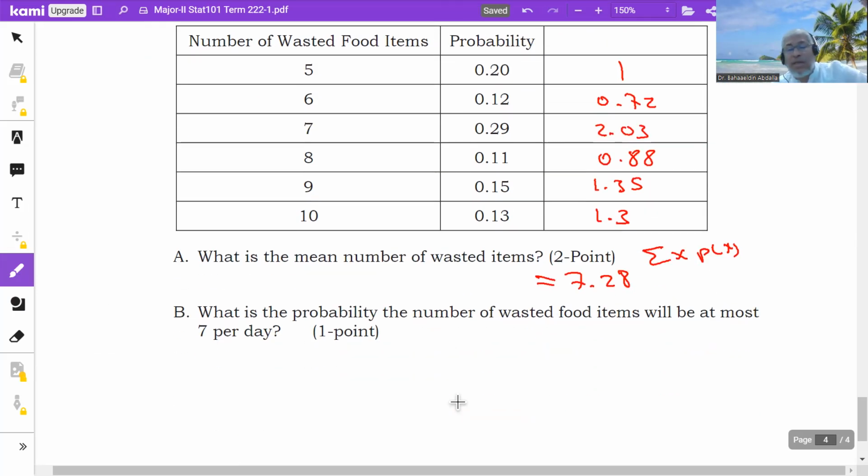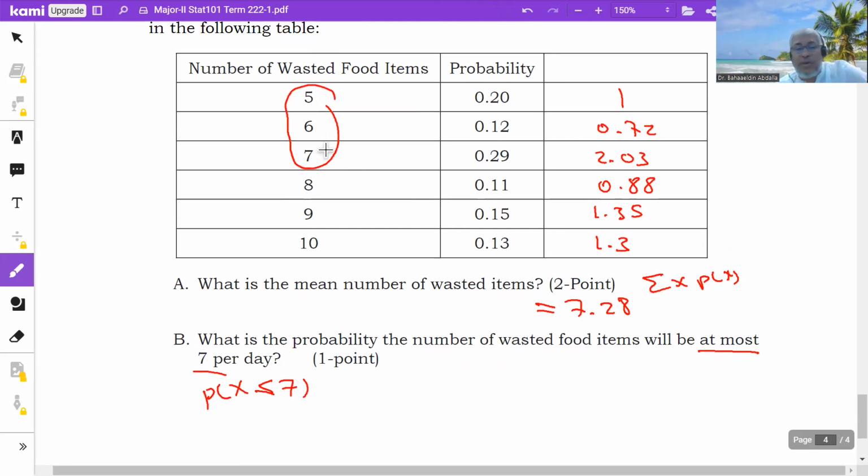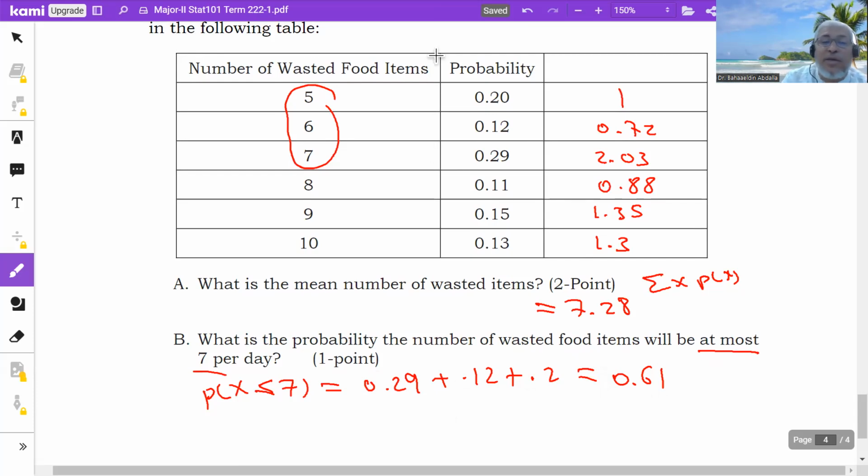What is the probability that the number of wasted food items will be at most 7 per day? At most 7 means he is asking about probability of less than or equal to 7. So where is less than or equal to 7? Well, less than or equal to 7 would be these numbers. So what are the probabilities? The probability is 0.29, this is probability of 7. 0.12, this is the probability of 6, plus probability of 5. You add all of them and find that the total is 0.61.